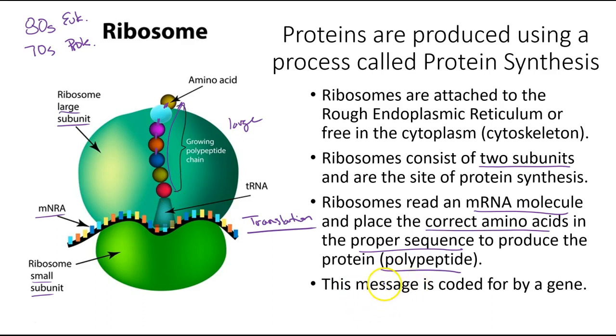This message that is produced by this mRNA is coded for by a gene. Again, we haven't talked through any of the nucleic acid stuff yet, and so all of that is coming. But for now, the ribosome is going to read a message which is in the form of RNA. It's a type of nucleic acid, and in this case it's mRNA. Messenger RNA is going to be the set of instructions on how to properly produce the correct protein, and it is the ribosome's job to link the correct amino acids in the correct order to produce the correct protein so that the correct function can take place.